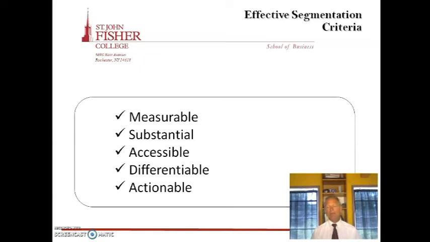So the 5 criteria you see here: measurable; substantial, meaning you can make money at it; accessible, meaning you can get your product to the market; differentiable, which means you can differentiate this particular market from another particular market; and then finally, actionable, which means that they can buy from you or they have the power to buy from you. These make a segment effective and attractive.